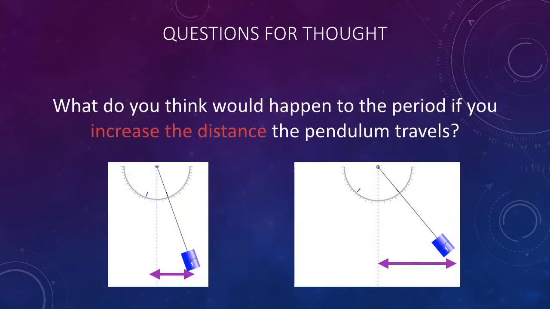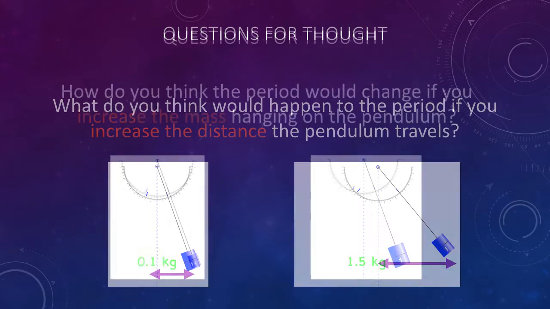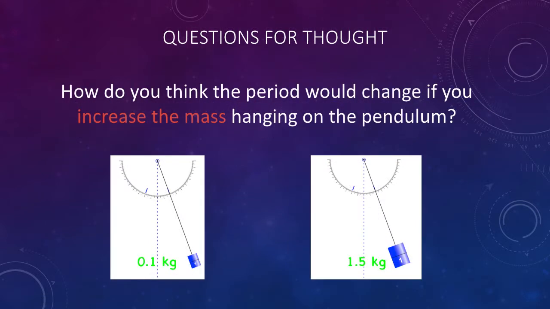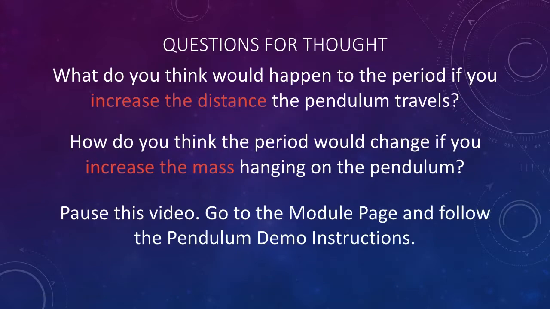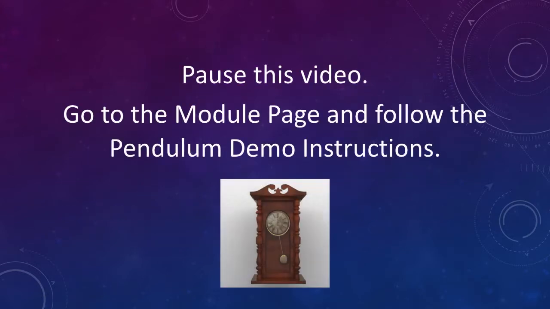Here are 2 questions for you. What do you think would happen to the period if you increase the distance the pendulum travels? How do you think the period would change if you increase the mass hanging on the pendulum? Pause this video. On the module page, do some simulations yourself. Then restart this video.